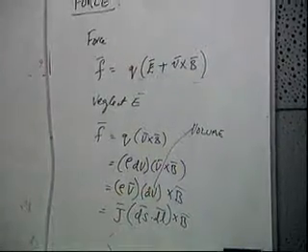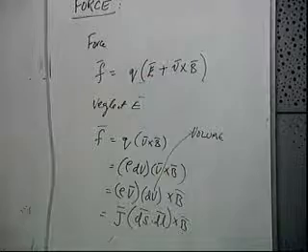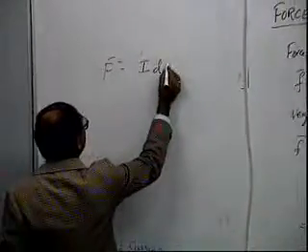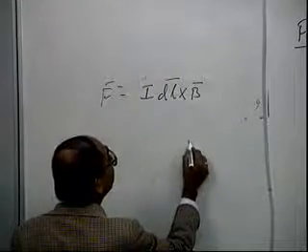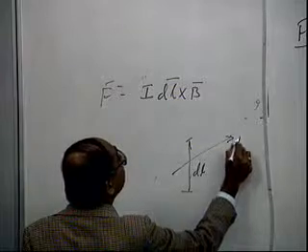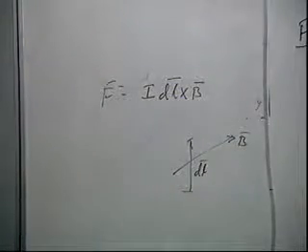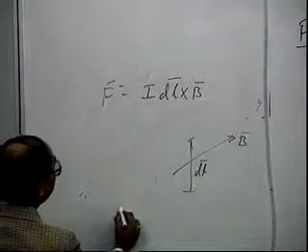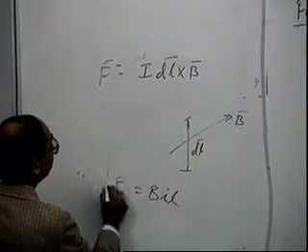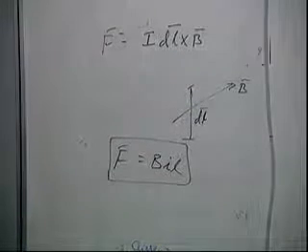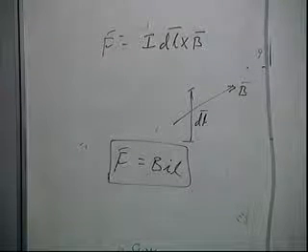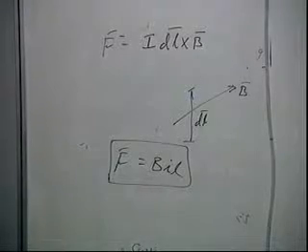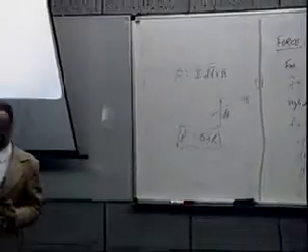So in fact, you will have an expression for force given by I dL cross B, if you have a small element dL, and you have the standard expression for force for this. So these are some of the electromagnetic phenomena which we have. We will be using these in subsequent lectures, and how we do it. Okay.